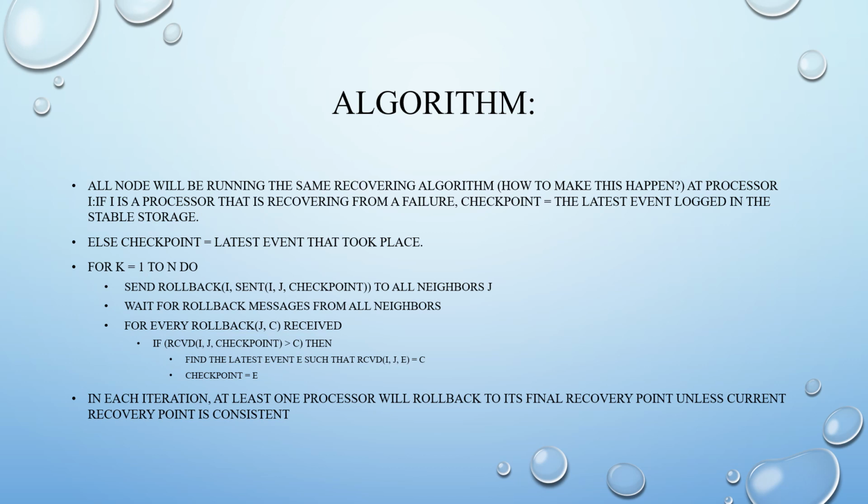These steps are represented in this diagram. The important thing is that with each iteration, at least one processor will roll back to its final recovery point unless the current recovery point is consistent. Once it is consistent, we can stop the algorithm. So this is the Juang and Venkatesan algorithm, and it is an excellent algorithm for checkpointing and recovery. Thank you for listening.